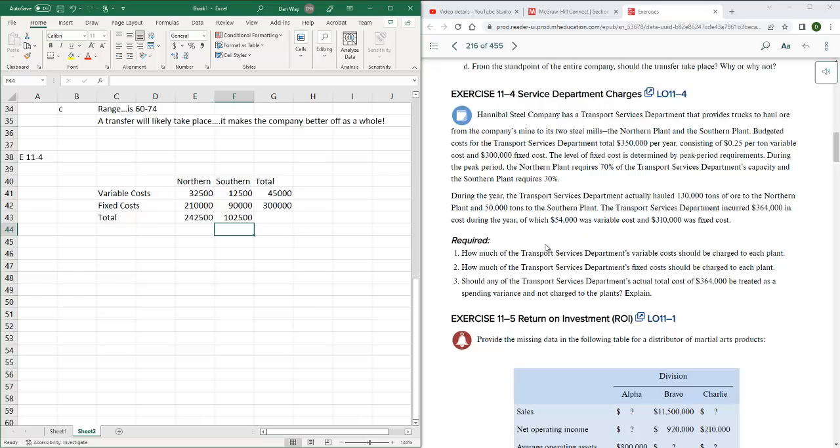All right. Part 2 said how much of the Transport Services Department's fixed cost should be charged, so we've already covered that. And then 3, should any of the Transport Service Department's actual total cost of $364,000 be treated as a spending variance and not charged to the plants? So let's think about this. Let's reconcile the variable and fixed costs of the Transport Services Department to what was actually billed, or charged. So actual variable for the year was $54,000. Actual fixed was $310,000. So the grand total, the sum of those, is $364,000.